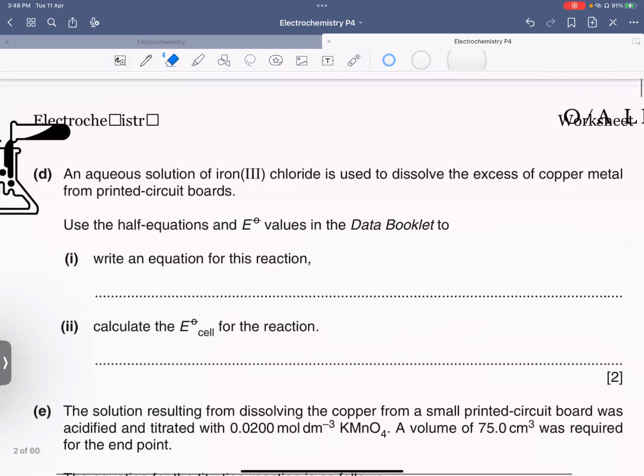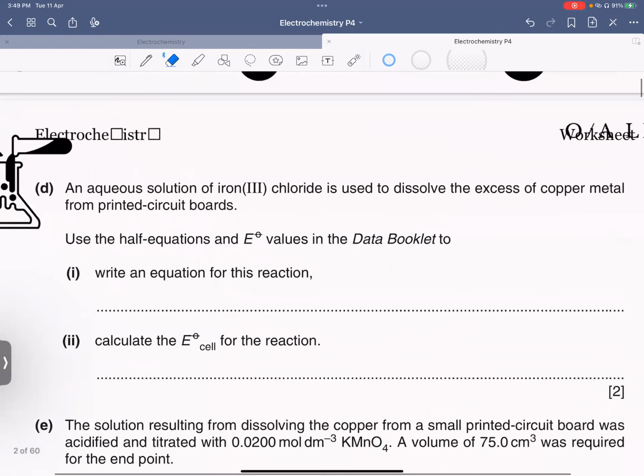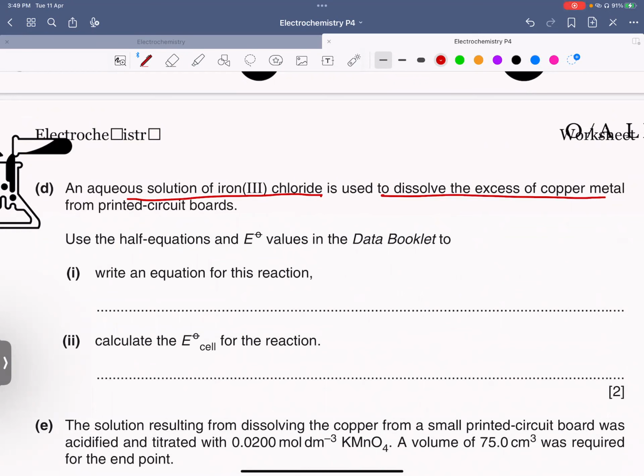I am going to make one equation over here, and afterwards, whenever we find any question like this, you guys will make the equation and then WhatsApp me. Okay. So here, see, an aqueous solution of iron 3 chloride is used to dissolve excess of copper metal. So from this you are getting what information? It's iron 3 chloride, which is indicating that there is a 3 positive charge on iron.